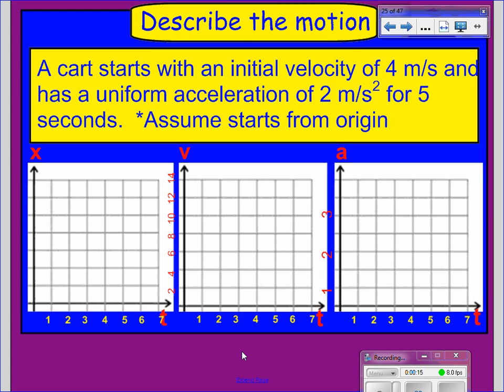The situation is this. A cart starts with an initial velocity of 4 meters per second, and it has a uniform acceleration of 2 meters per second squared for 5 seconds. And we're going to assume that the object starts from the origin.